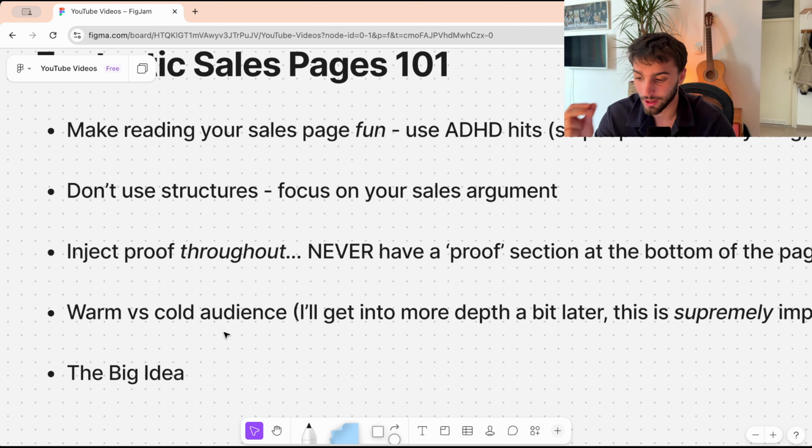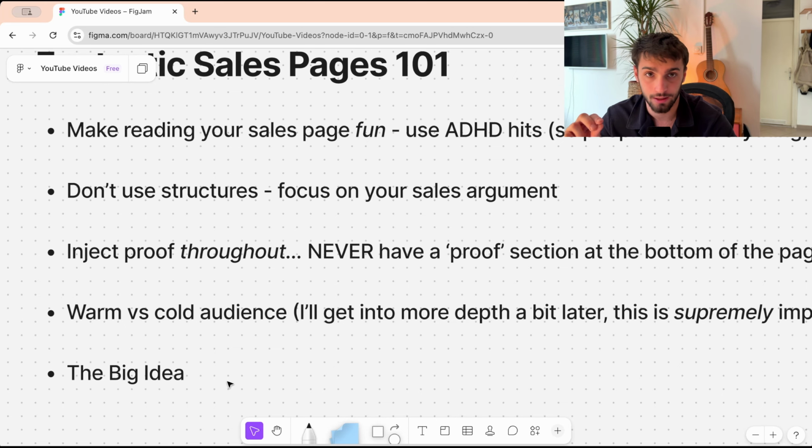Then you want to think about your warm audience versus cold audience. Again, I'll talk about this a little bit more, because if it's warm, you approach the sales page very differently than if the traffic is cold. It's way more difficult to convert cold traffic than warm, obviously. Stages of awareness are also really, really important. So I'll show you how to do that.